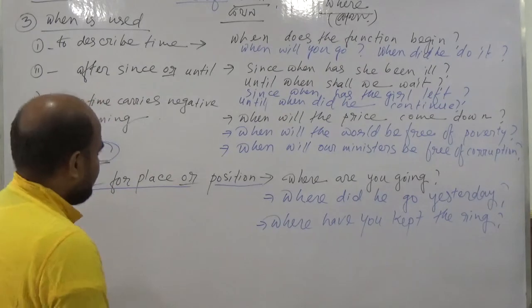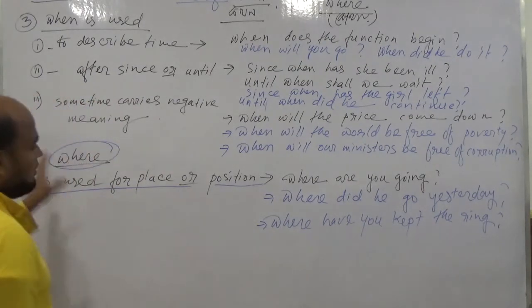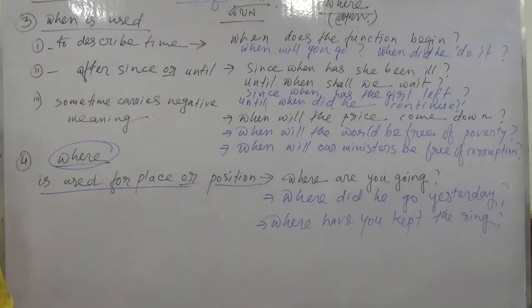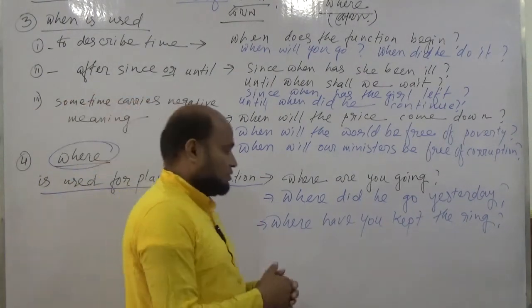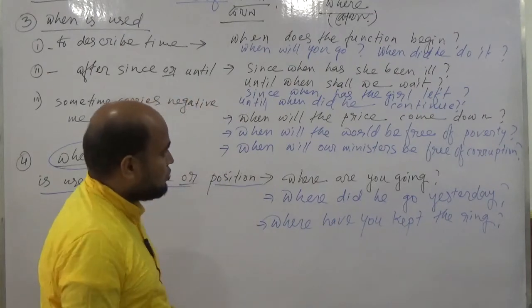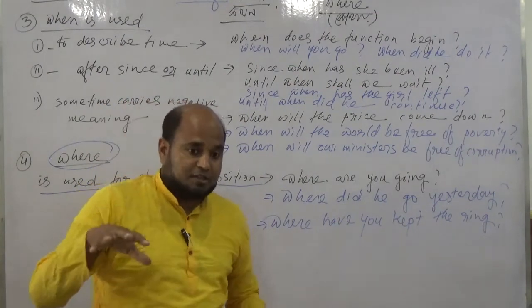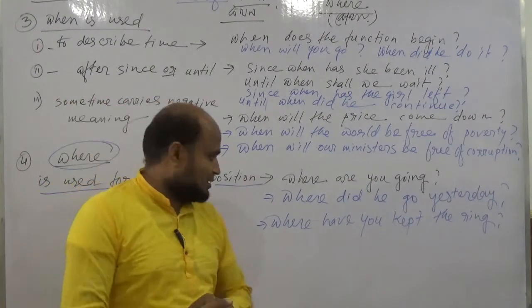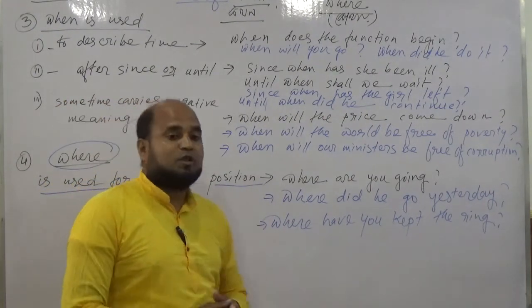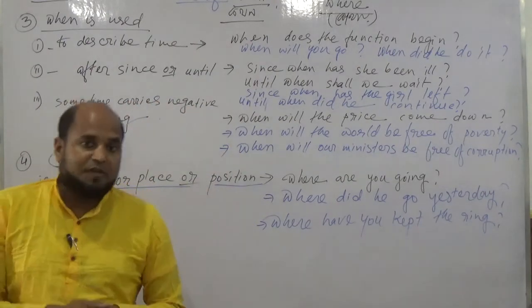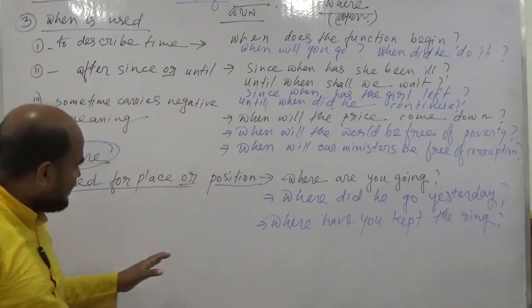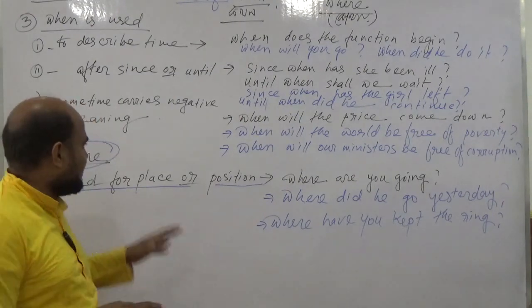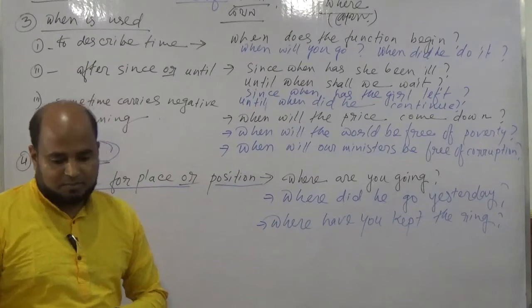So where has only one use, to describe the place or position. Where are you going? Where did he go yesterday? Every sentence describes the place or position of the subject. Where have you kept the ring? So all sentences here are describing the place or position of the subject.